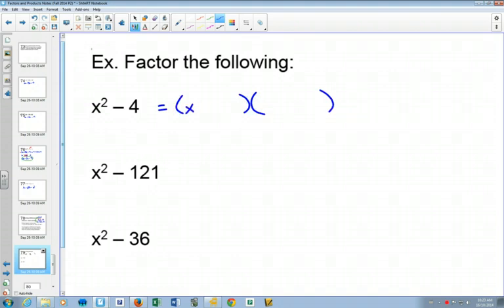Both sets of brackets, x and x, make x squared. And we have to draw a little tiny O and I, because it's not really there, right? You'd have to have 2 and 2 to get 4, and one of them will have to be positive and one of them will have to be negative, so that your outside and inside disappear.